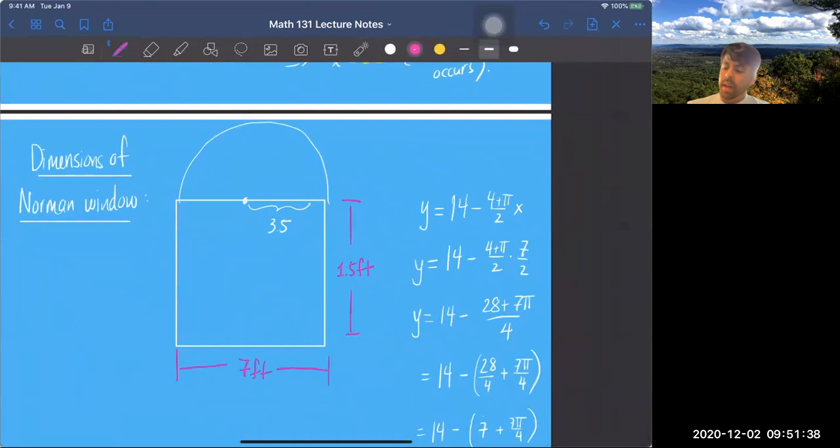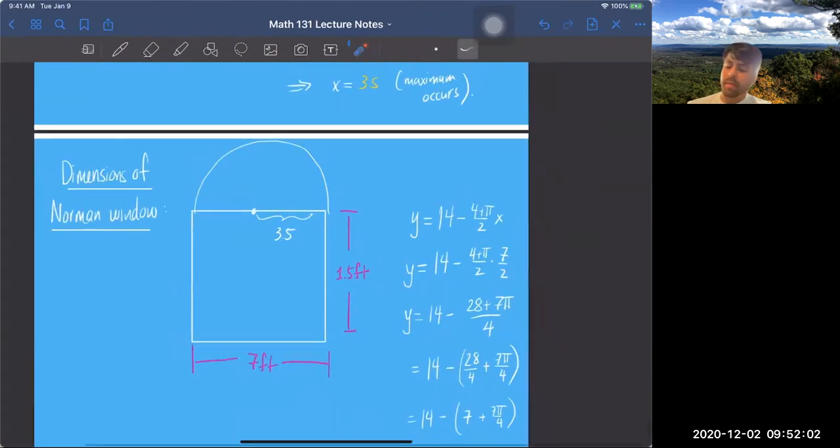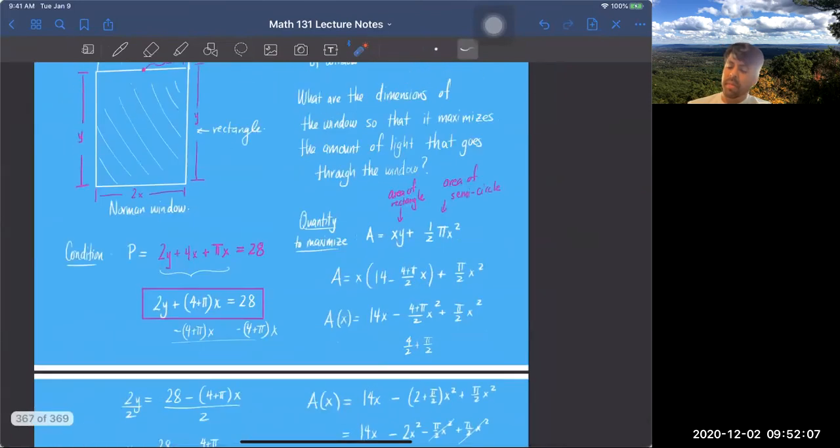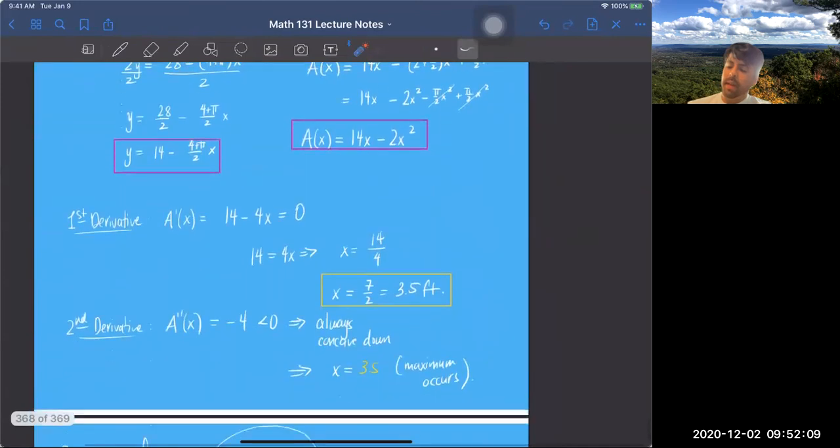And that would be the dimensions of my window. That's what produces the maximum area, given the fact that we only have 28 feet of perimeter here. Does that make sense, guys?